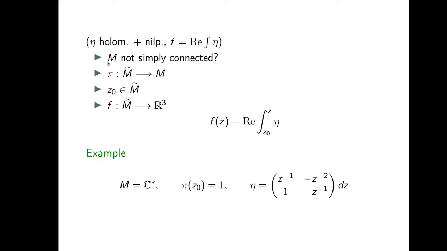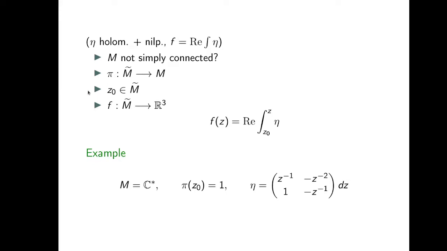Then, because the first part of the Weierstrass representation involves taking a primitive, you cannot do that anymore. You have to take an integral. And in order for this integral not to be multi-evaluated, you have to consider the universal cover of M, M tilde. And I will call the projection from the universal cover to the surface pi.